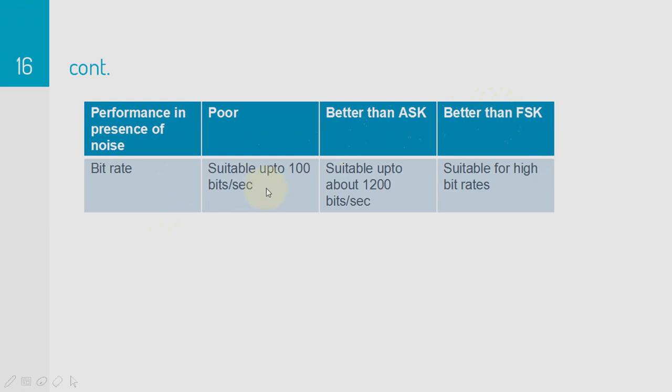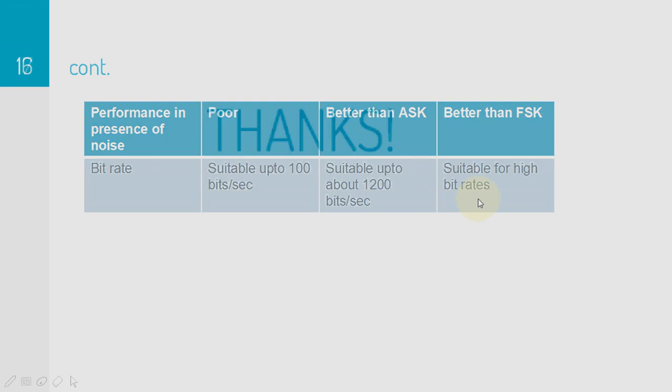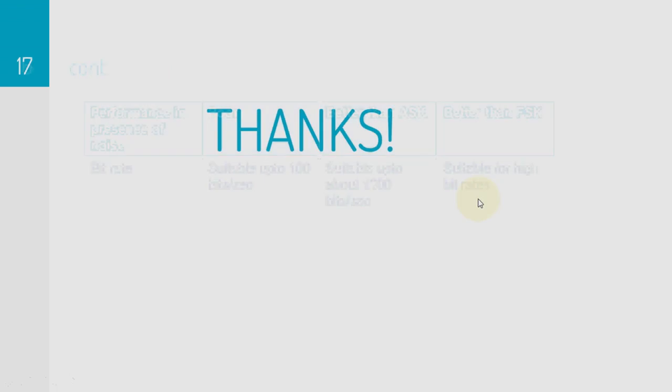Noise immunity is low in ASK, high in FSK, and again high in PSK. Complexity is simple in ASK, moderately complex in FSK, and very complex in PSK. Error probability in ASK is high, in FSK it is low, and in PSK it is also low. For performance in the presence of noise, ASK is poor, FSK is better than ASK, and PSK is better than FSK. Bit rate: ASK is suitable for 100 bits per second.